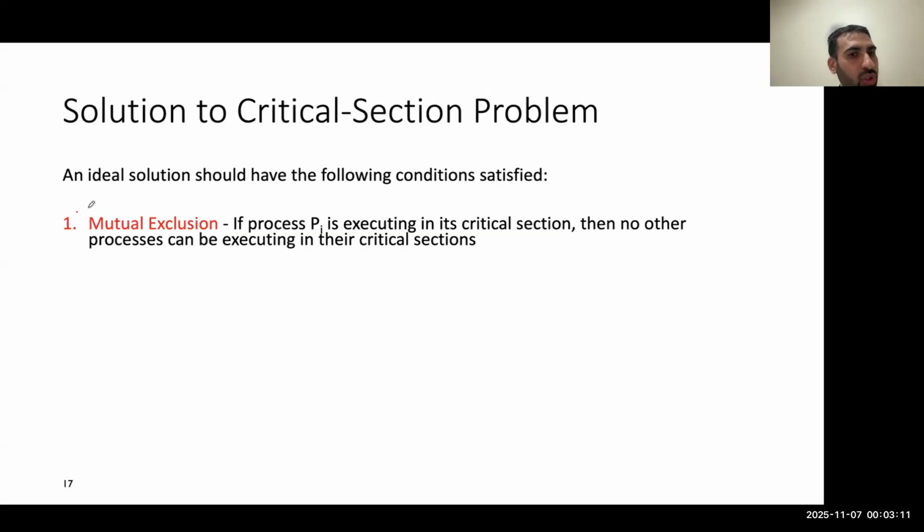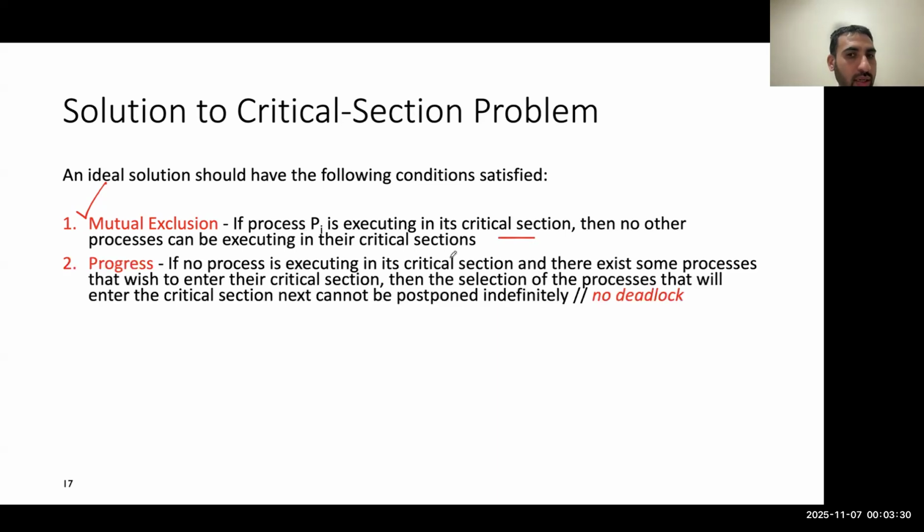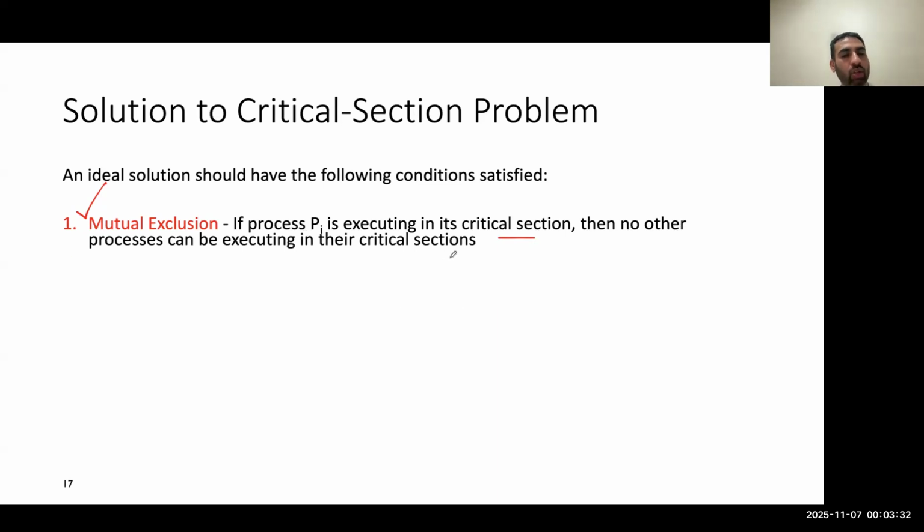First, mutual exclusion, which basically means that only one process at any given time can enter the critical section. Let me just read this statement. If process Pi is executing in its critical section, then no other process can be executing in their critical section, right? And again, remember, the critical section is the section of the code which is accessing shared data, data shared among multiple processes.